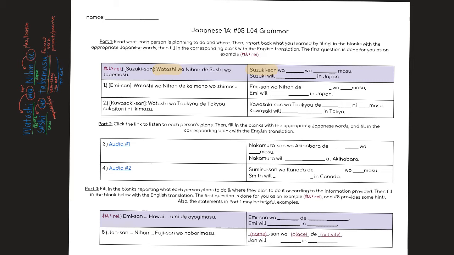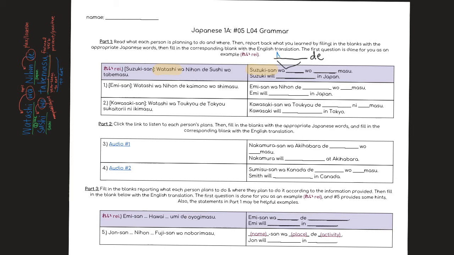So here it should say, Shiwa Nihon. Oh wait, so this is going to be blank. So I'll fix this on the original worksheet. But for now, we'll just do this. Okay, so Suzuki-san wa, we're going to use the same place because that doesn't change. So Nihon de.